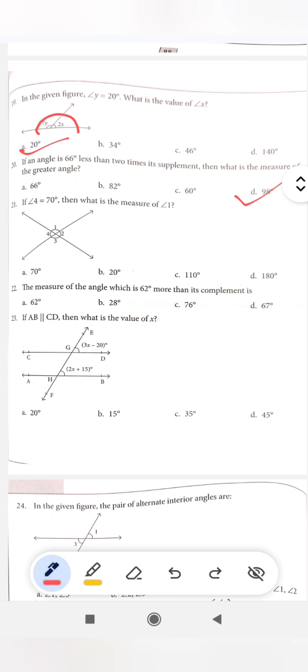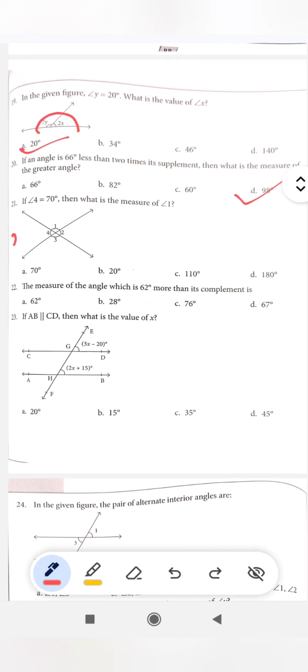So here you can see that two lines are intersecting each other. Angle 4 is equal to 70 degree. Okay, so what is the measure of angle 1? Angle 4 and angle 1, they form what? 180 degree, because they are the adjacent angles.